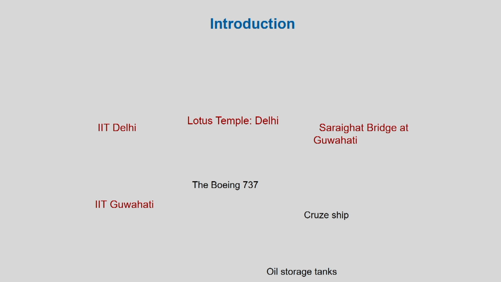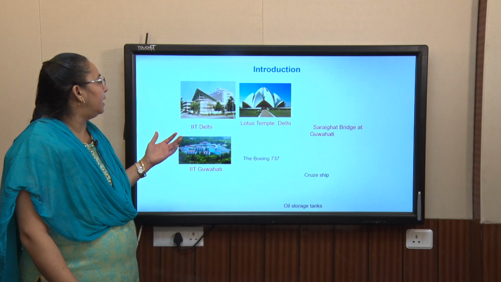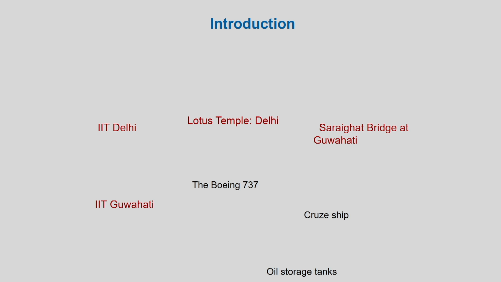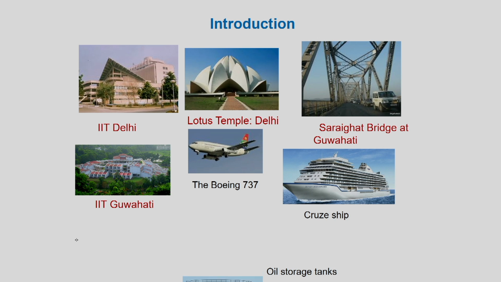Before going to the main topic, I would like to explain where these theories are helpful or applicable. Like you see many structural elements, like the building of IIT Delhi, that is a triangular shaped roof, or the Lotus Temple, in which the shape is a curved shell shape, and this is also a picture of a tapered element of a shell. Not only in structures but also in bridges you see various truss elements, in aerospace industries, in shipbuilding, cruise ships and oil tanks.